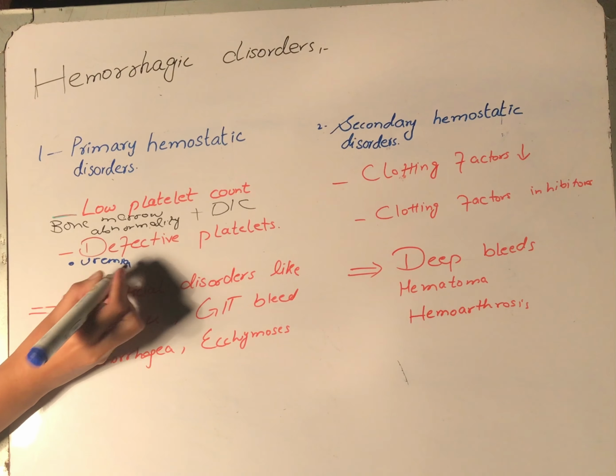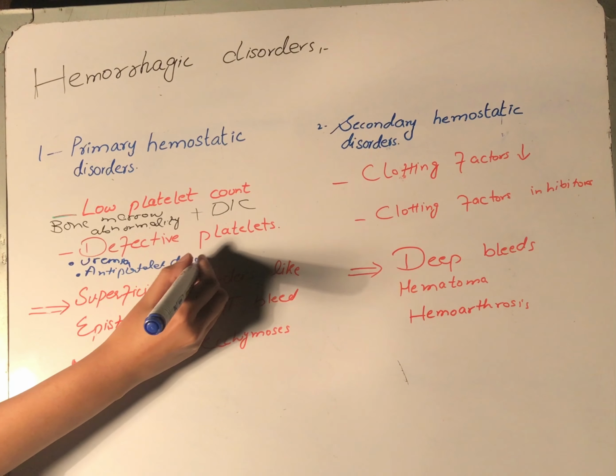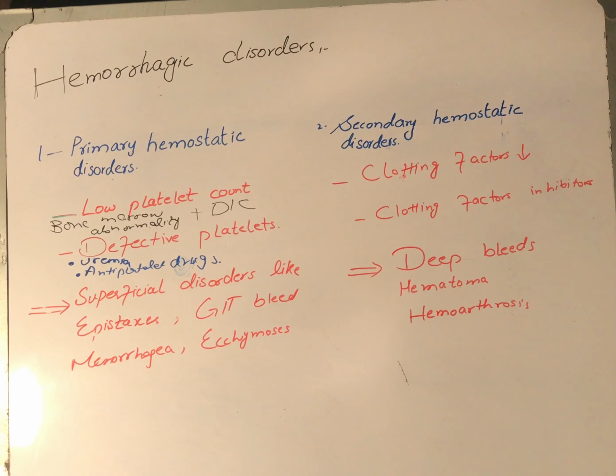The second reason can be antiplatelet drugs like aspirin. If we are using antiplatelet drugs, then there will be defective platelets, which can lead to the primary hemostatic disorders. Now, we have studied the basic reasons of primary hemostatic disorder, because platelets are involved in primary hemostatic plug formation. So whenever there is any abnormality associated with the platelet count or their structure, there will be primary hemostatic disorders, and that will lead to superficial bleeds, like bleeds of the vasculature of mucosa or skin, which can lead to nosebleed, that is epistaxis, GIT bleed, excessive bleeding during menstruation, that is menorrhagia, and ecchymosis.